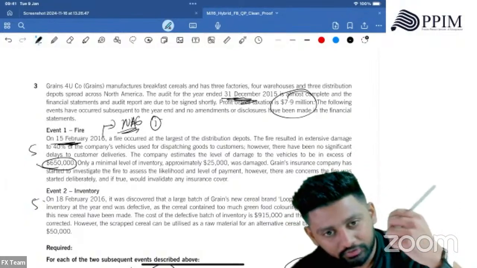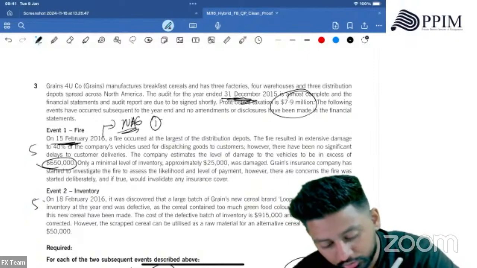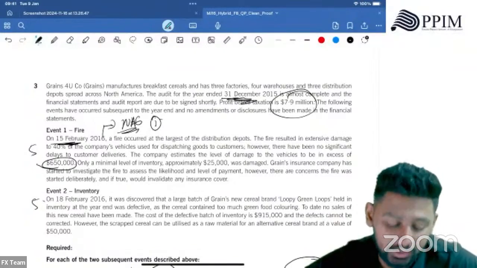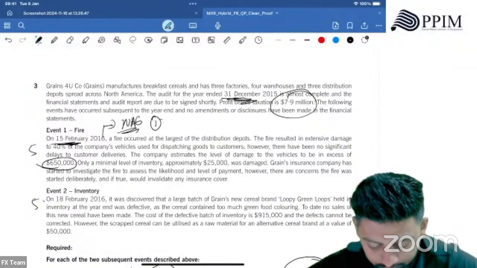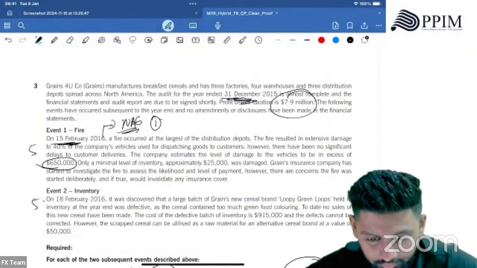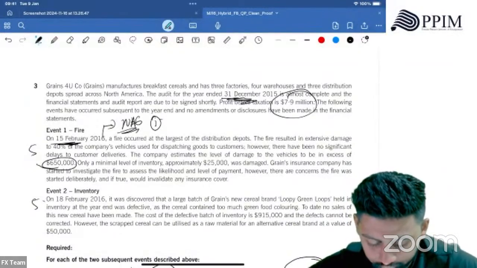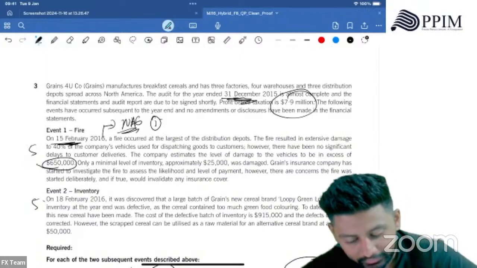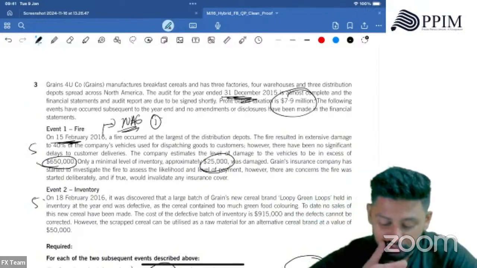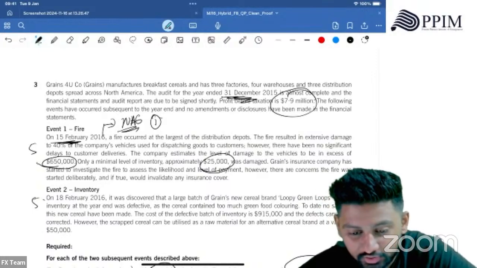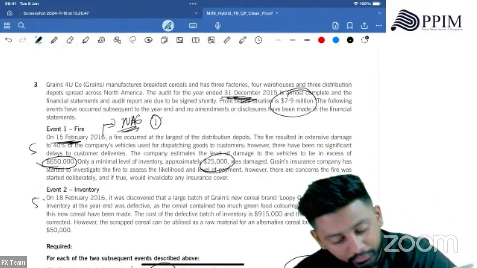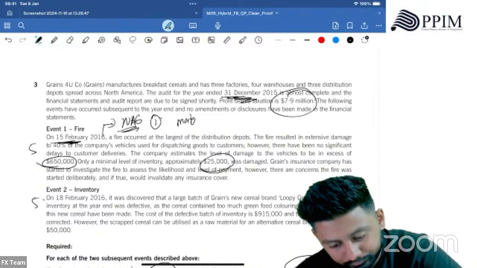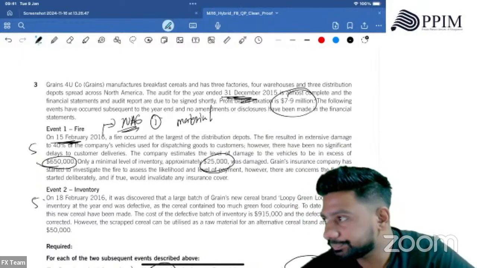Second thing, when you get questions like this, the second thing that you're going to talk to the examiner about is: is this material or not material? What do you think? Material, because it's 650,000 plus 25,000, 675,000, over 7.9 million. How much is the materiality? What is the percentage?